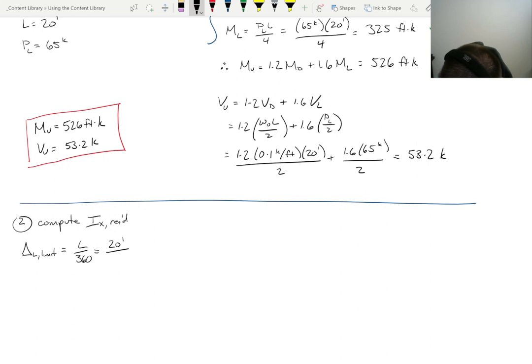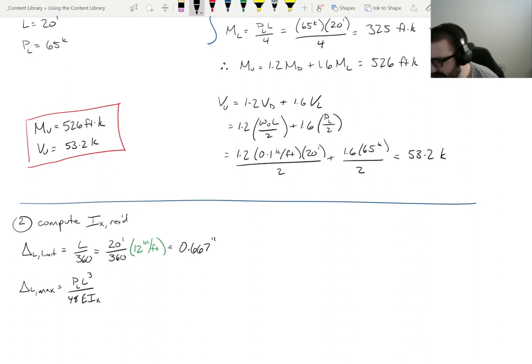So 20 foot over 360, and then we are going to convert to inches there. And so this is 0.667 inches. And then our maximum deflection. So our maximum deflection for this problem, this is a simply supported beam with a point load at midspan. And so that expression is PL cubed over 48 EIX.